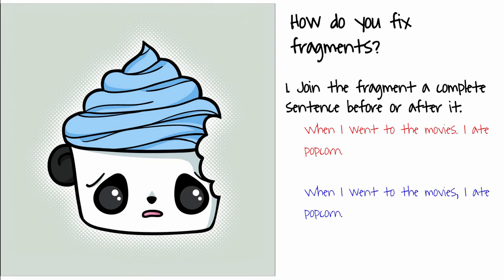Let's talk about how to fix those sentence fragments. The first strategy that we have when we identify a fragment and we need to fix it is to join the fragment to a complete sentence before or after it. So here's a sentence fragment followed by a complete sentence. When I went to the movies, sentence fragment, I ate popcorn, complete sentence. I can join those 2 together with a comma. When I went to the movies, I ate popcorn. So the comma links the phrase to the complete sentence.